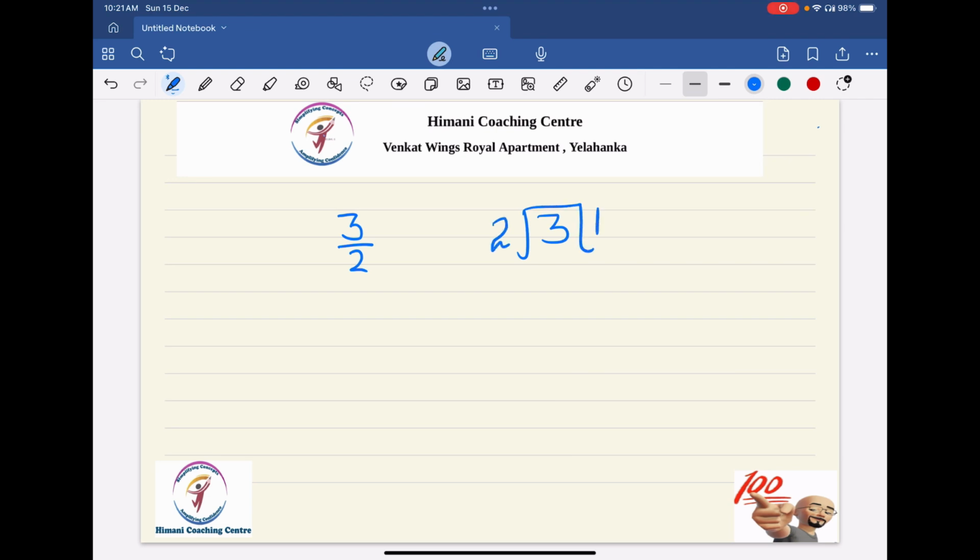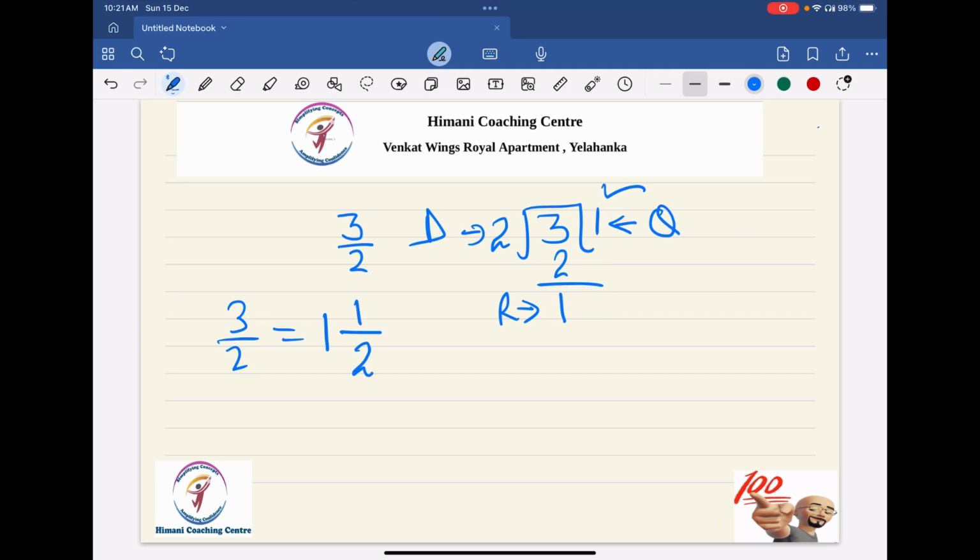So what will happen? 2 ones are 2. What is the remainder here? The remainder here is 1. What is the quotient? That is also 1, by the way. And what is the divisor? I am writing this as 2. So this 3 by 2 as a mixed fraction will be written as 1, which is the quotient, and 1, which is the remainder, upon 2.